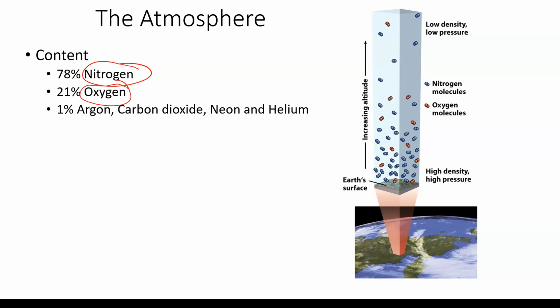Some of our noble gases, like helium, neon, argon, krypton, etc., they don't really do much. They're inert. But also things like carbon dioxide, water vapor, etc. So that 1% remaining is a mixture of all those other gases you might have heard about that exist in the atmosphere.